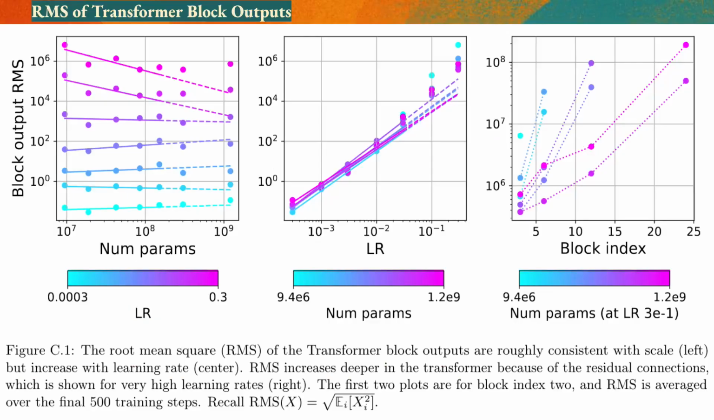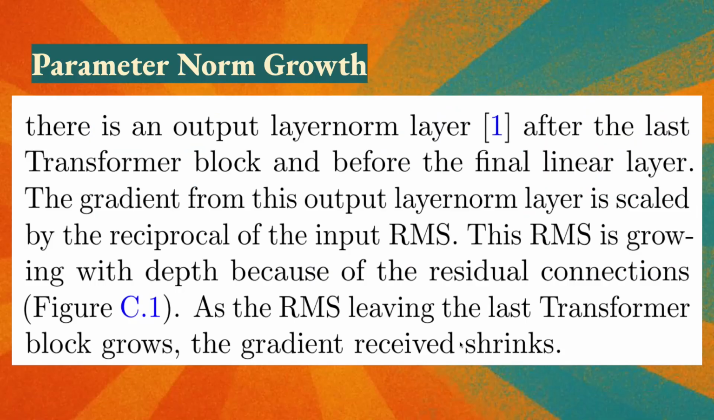And additionally, let me just double check. Yes, the residual connection, from my reading of this, is causing the output logits to grow. And because we're dividing the gradient by the input RMS, and because that's growing with residual connections, the gradient is collapsing. So I think there's two things at play. This is related to the gradient RMS AdamW issue that we were looking at, and it's also related to the output logits exploding issue that we were looking at. So that's my read of this parameter norm growth.